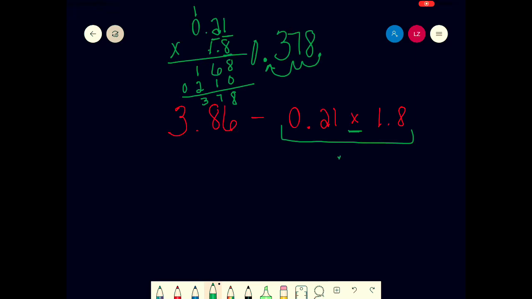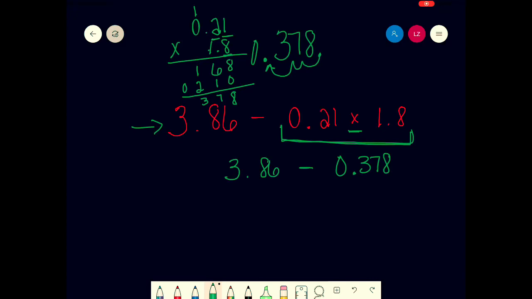Just for this section, don't make the mistake of ending there and putting that as your answer. Remember, you've still got this other part of the problem that you need to bring down here. We just answered this section, but we still have 3 86 hundredths minus 378 thousandths. Okay, so let's do that part over here.